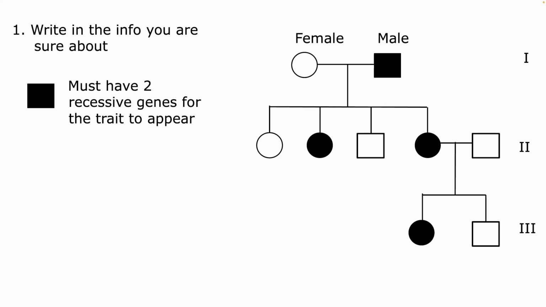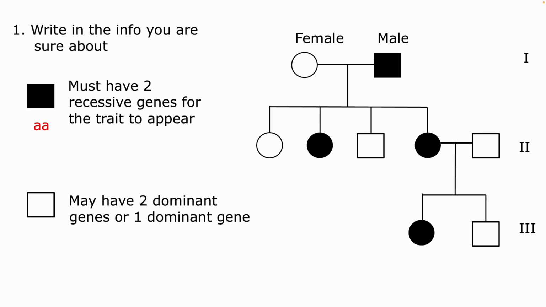A black square or circle must have 2 recessive genes because the trait is being shown. A white square or circle may have 2 dominant genes or 1 dominant gene. Using this information, let's fill in what we know.